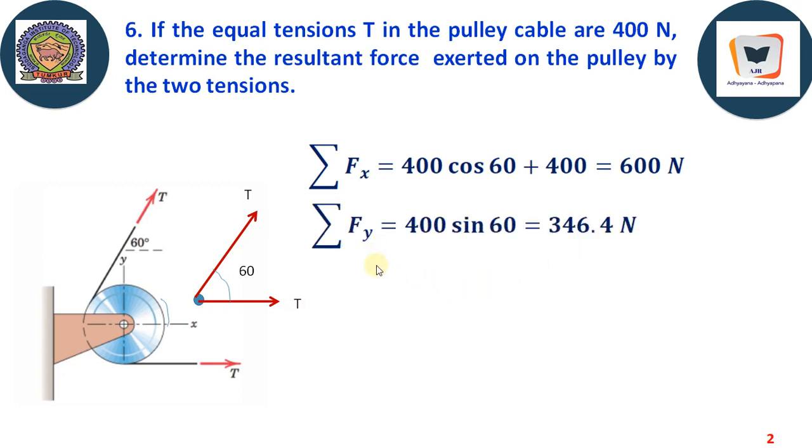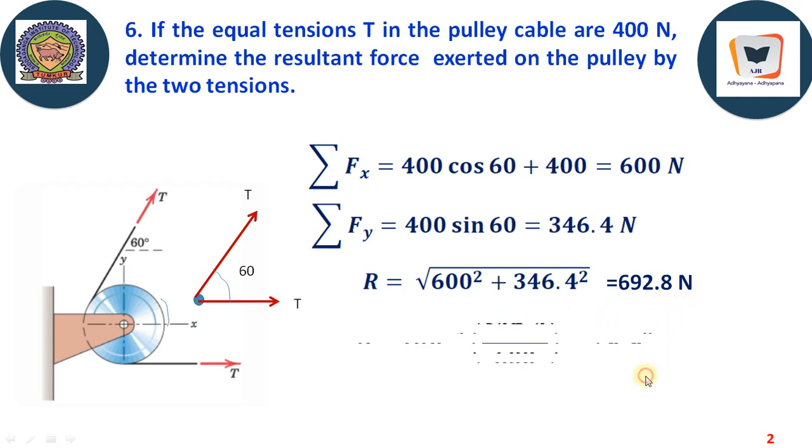And as far as sigma Fy is concerned, there is only one force which is having a vertical component, that is 400 sin 60, which would amount to 346.4 Newton. And if we square them and add them up and take the square root, we will get the resultant magnitude, that is 692.8 Newton.